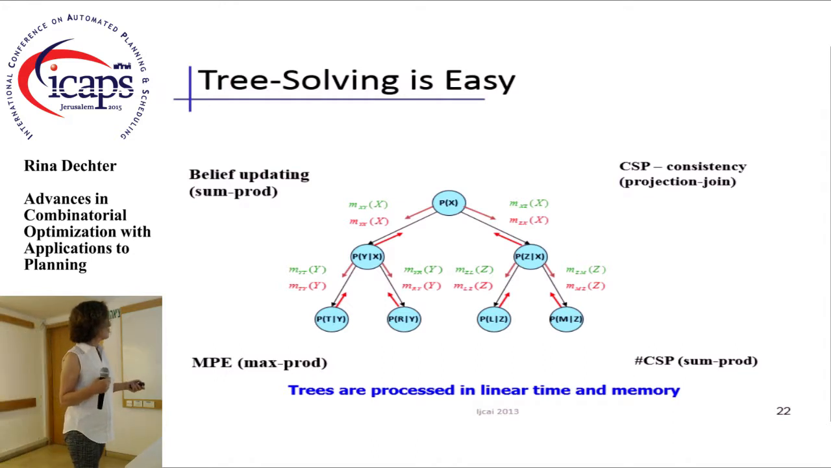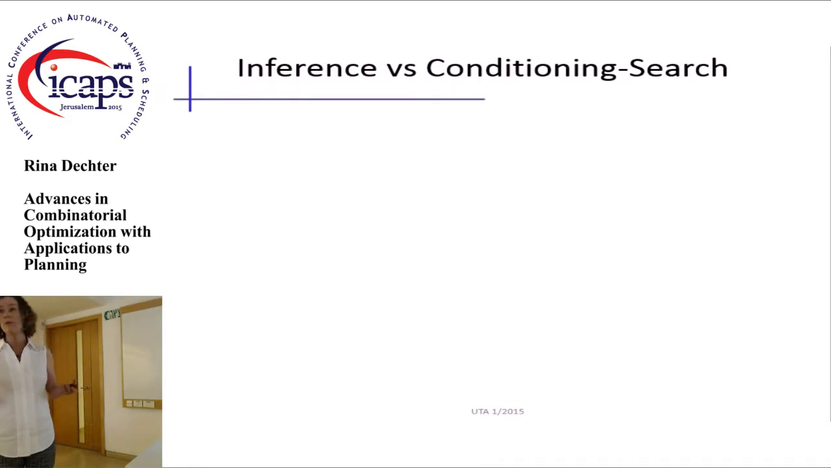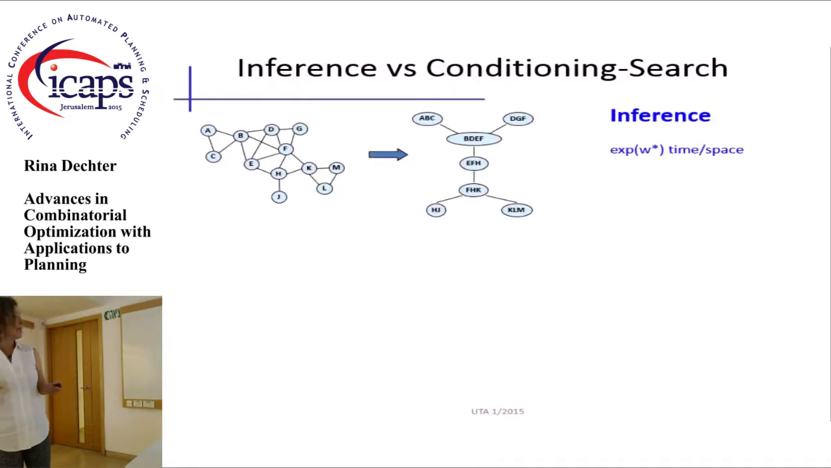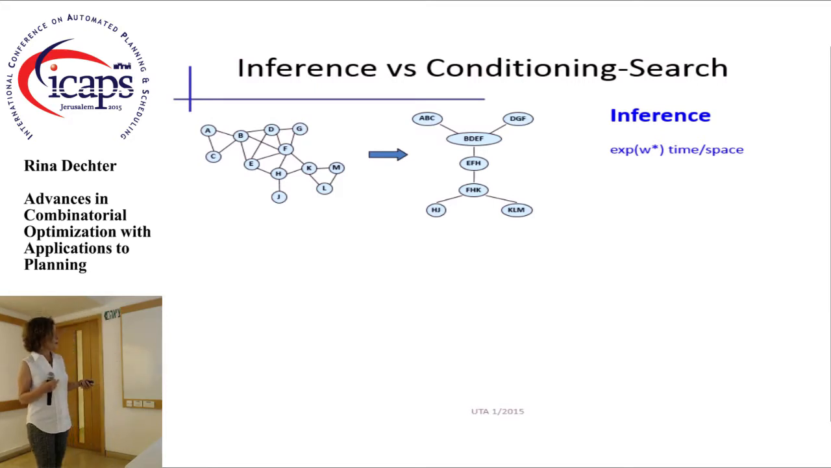Everything else leads to algorithms that are trying to exploit this tree structure, even if things are not really a tree. So if we have a graph, we normally transform it into a tree of clusters. This is the inference algorithm, that's what they do. And actually the tree width parameter that I mentioned just captures the size of the clusters that you have to have in these tree decomposition methods.